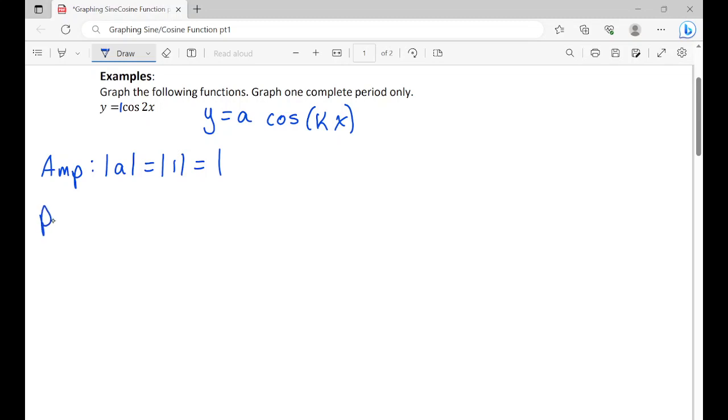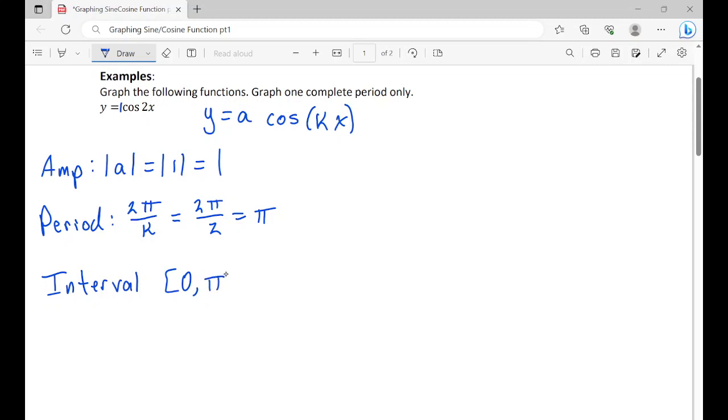Next, I'm going to find the period. The period is found by doing 2 pi over k, and k in this case is the number next to x. In this case, it's a 2. So 2 pi over 2 is just going to give me pi. So when its amplitude is 1, its period is pi. So I'm going to do one complete period, which is going to be on the interval from 0 to pi.